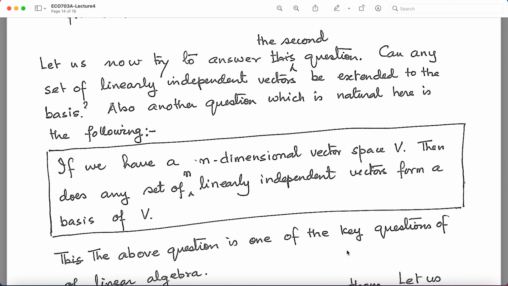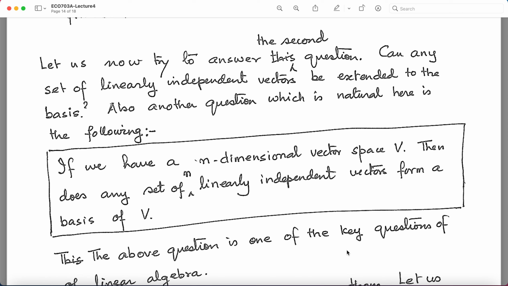Now, let us try to answer the second question: if I am given a set of linearly independent vectors, and suppose I have just m linearly independent vectors, where m is strictly less than n and n is the dimension of the vector space V, then can I extend or add a few more vectors to the given set, so that the new set of vectors becomes a basis of V? That is the question that we answer, and when we do that, we will make a very important conclusion.